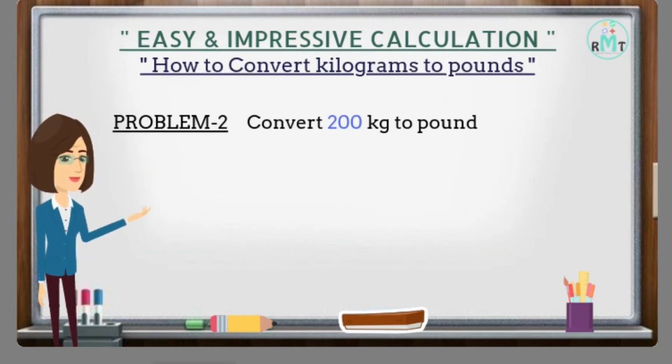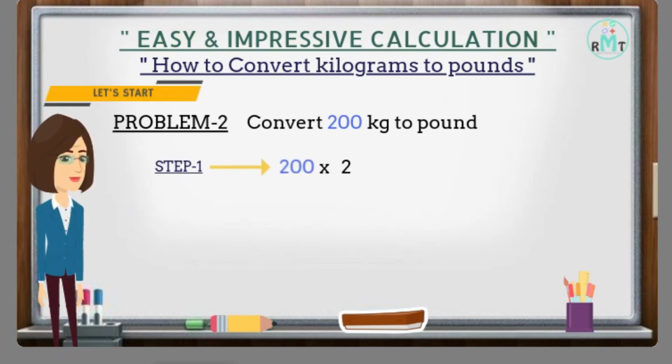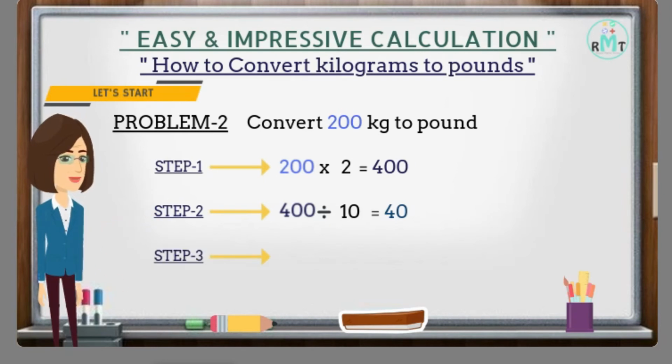Problem 2. Convert 200 kg to pound. Let's start. Step 1. Multiply kg value by 2. So we get 400 as the answer. Step 2. Divide the previous one by 10. So we get 40 as the answer. Step 3. Now we will add the answer obtained in step 1 and step 2. So we get 440 pounds as the final answer.